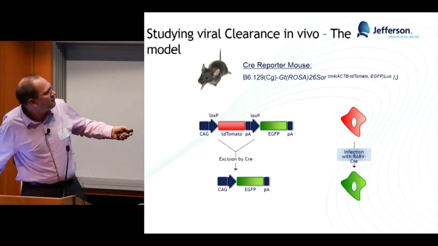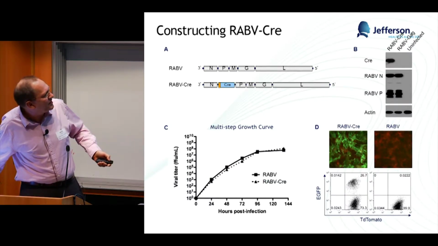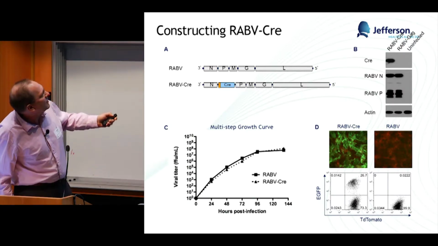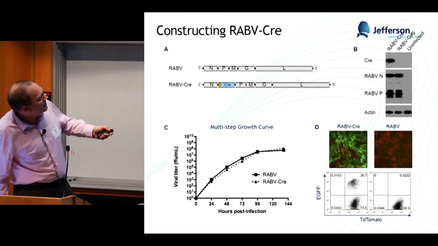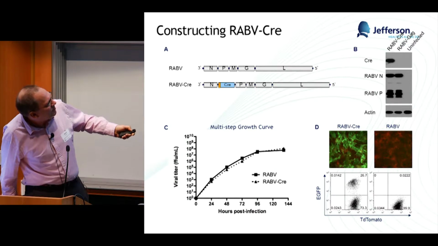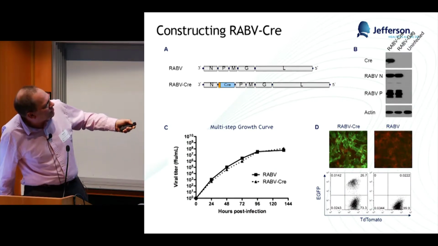So basically, if you infect with a rabies virus expressing that protein, you change to green. This is a rabies virus with a Cre recombinase. These are some reporter cells. If you infect them with regular rabies virus, they stay red. And if you infect them with a Cre virus, they change to green.